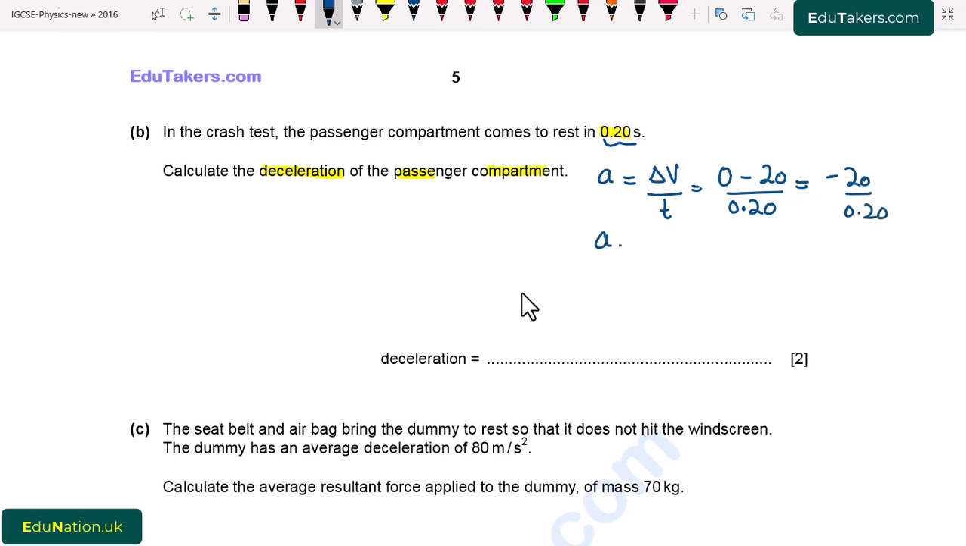The value of acceleration becomes minus 100 meters per second squared. This minus sign shows negative acceleration, which is also known as deceleration. So the deceleration will be equal to 100 meters per second squared.